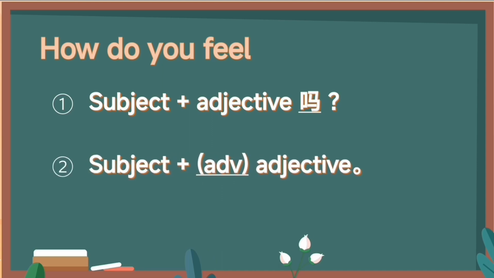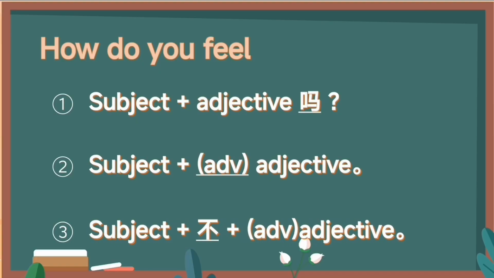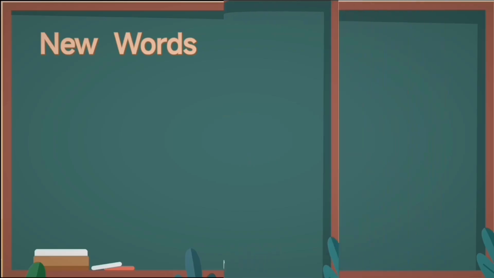The second is the structure of the affirmative sentence. The pattern is subject plus adjective with the adverb of degree before it. The third is the negative structure, subject plus 不 and adjective phrase. Are you clear about all the structures? Let's go over the new words from the example sentences so that we can remember both the words and the sentence patterns.